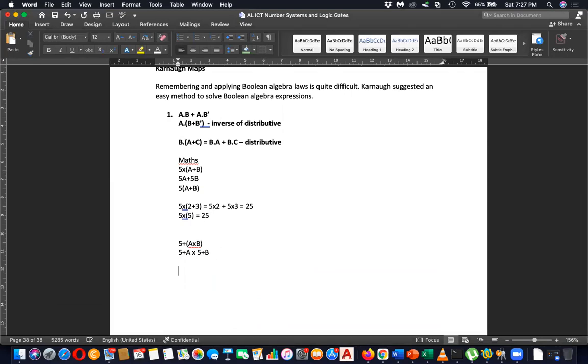5 plus A into B, let's say 2 into 3. So can you tell me the value? Let's write like we said, 5 plus 2 into 5 plus 3. So what is the answer now? 5 plus 2 into 5 plus 3. What is the answer?